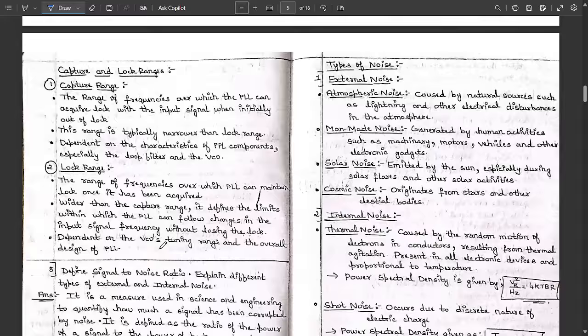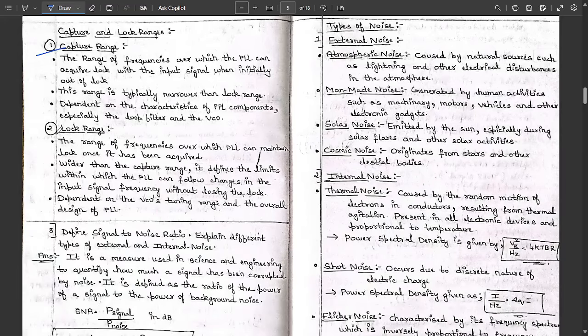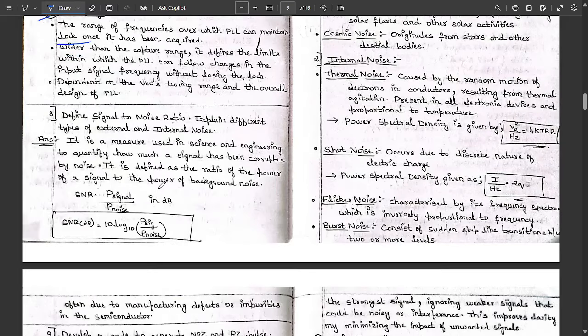Along with the capture and lock ranges. Capture range is the range of frequencies over which the phase lock loop can acquire lock with the input signal. With the help of the input signal, the phase lock loop would be acquiring the lock. Same goes with lock range, that is the range of frequency over which the PLL can maintain the lock, maintain the lock once it has been acquired from the capture range. In order to maintain the signal of the phase lock loop, we use this lock range. So this was all about the capture range and lock range.